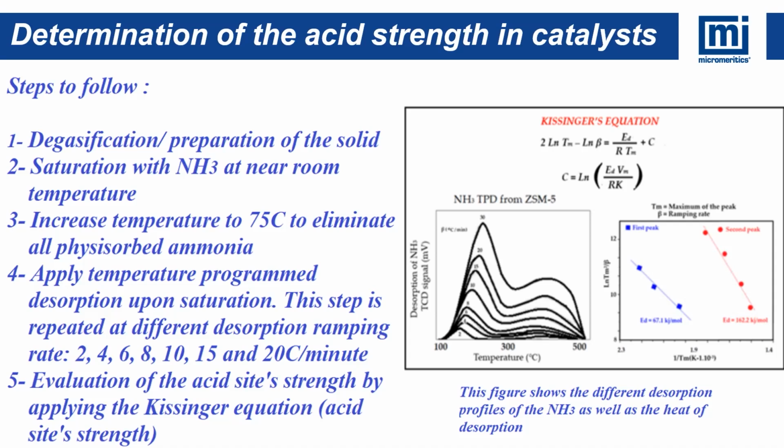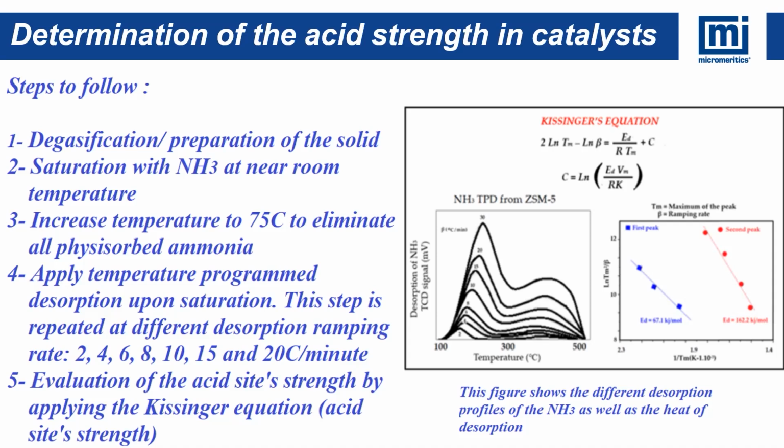So it is very important. If our support has very weak acidity, then it's not going to work as acid sites, because the reaction temperature is high, 400 degrees C, and therefore the weak acid sites are not going to work. So we need to have a high desorption of ammonia, the larger peak on the right side, and from there we can calculate the heat of adsorption.